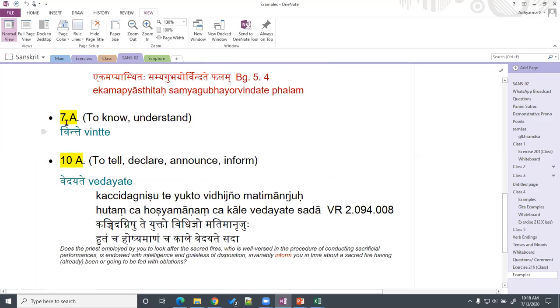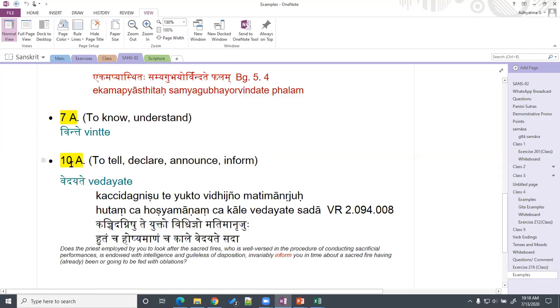It also belongs to seventh class, and there it is Atmanepadi. Its meaning is to know, to understand, which is similar to the second class. And the form becomes Vinte. This is very uncommon. Even though it belongs to 7th class, this usage of the vid dhatu in the 7th class is very rare, and I did not find an example to give you. The 10th is also not common.